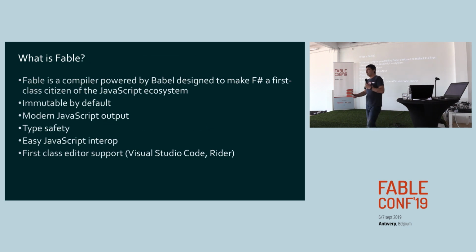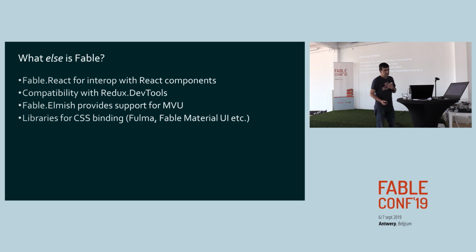This slide probably is not needed for most of you because you're at a Fable conference. What is essential is some extra components for Fable, in particular Fable Elmish and Fable React, which give you the Fable architecture, so you can use MVU. And also, as we will see in the demo, libraries like Fulma or Fable Material UI, which are CSS wrappers for guys like me, who don't have much clue about what CSS is.